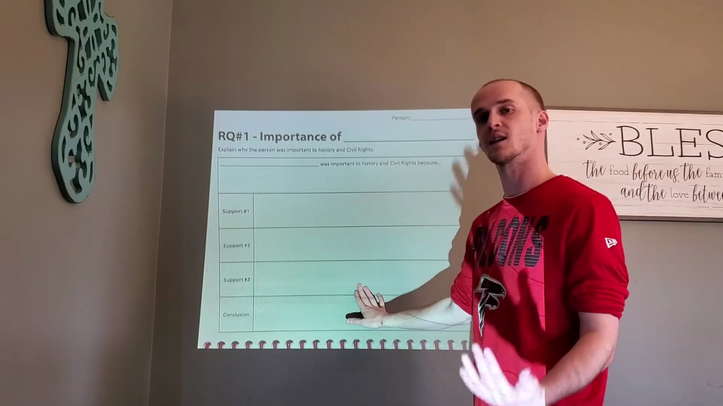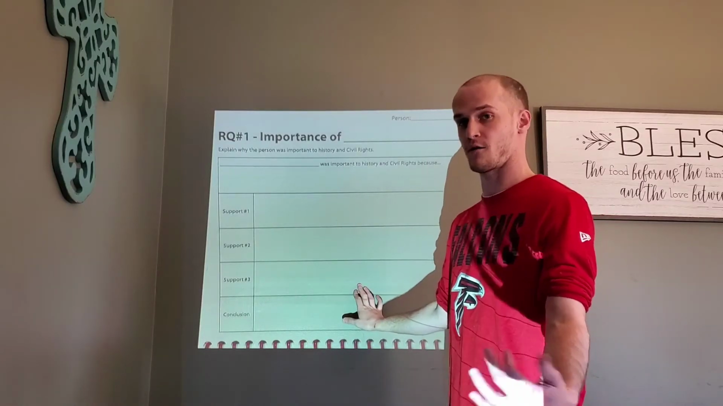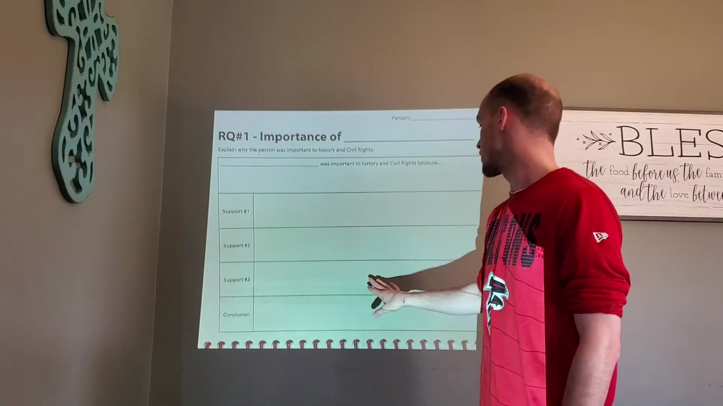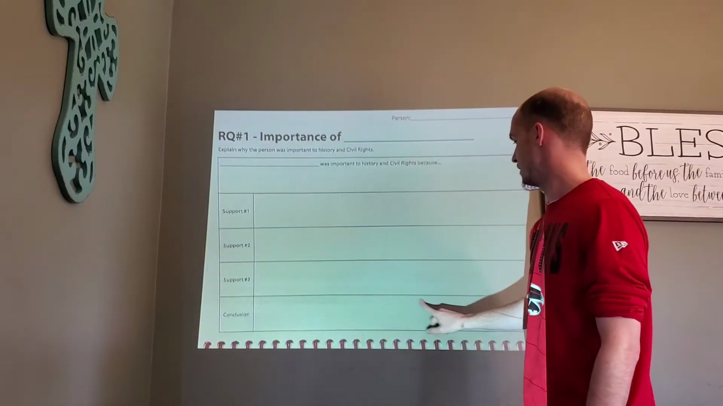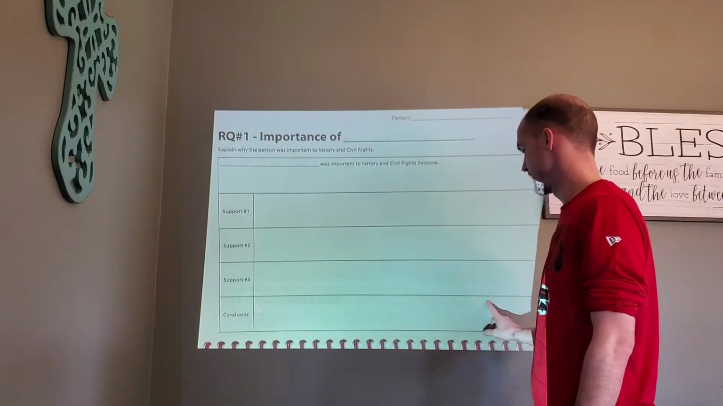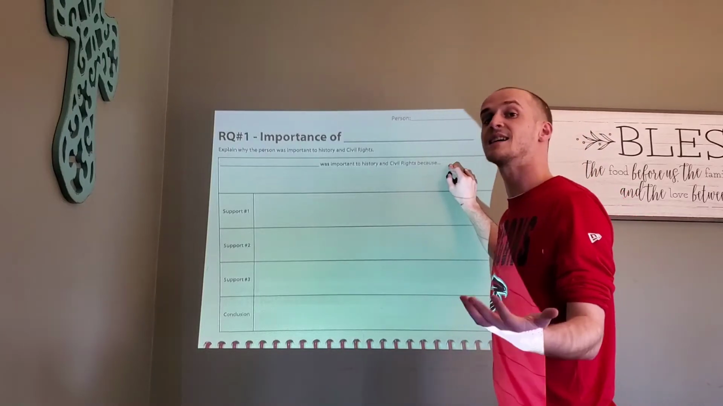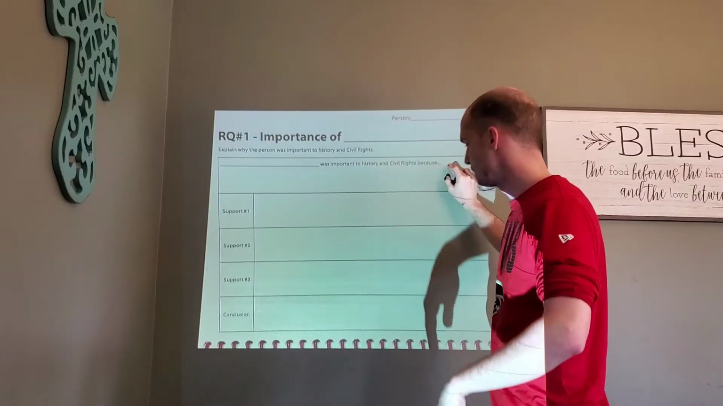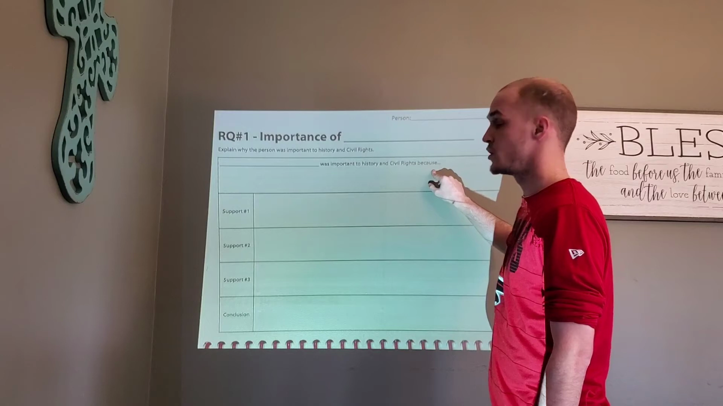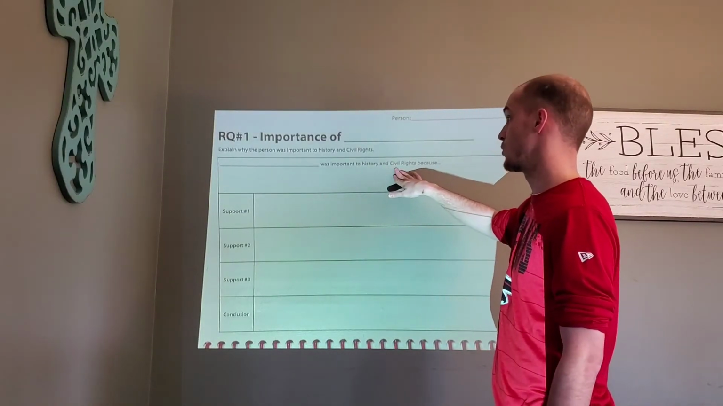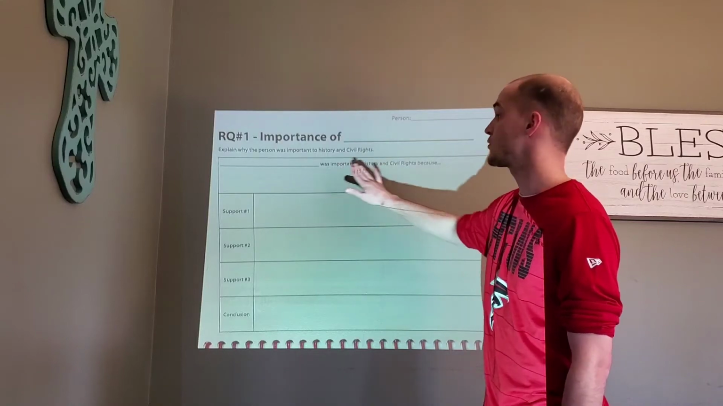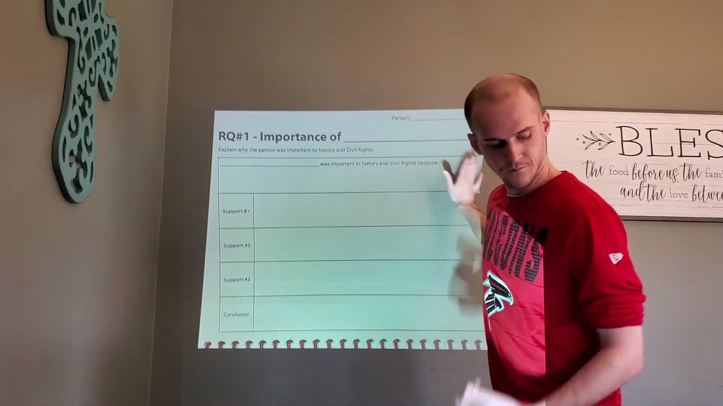The third support is going to come from that primary source, the autobiography, his own words. And you're going to find the textual evidence to prove your third point. Down here in your conclusion, you're going to restate, not in the exact same words, but in another way, your opening statement, the first thing you said, which was that Frederick Douglass was important to history and civil rights because, and then the 3 reasons that you found.